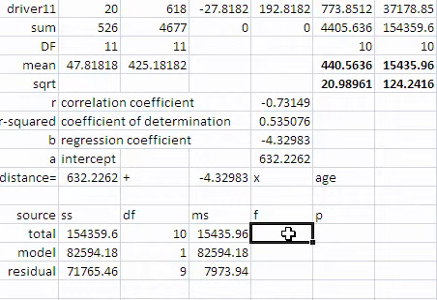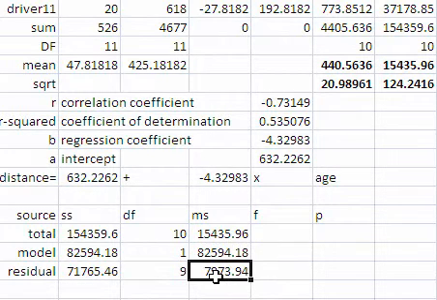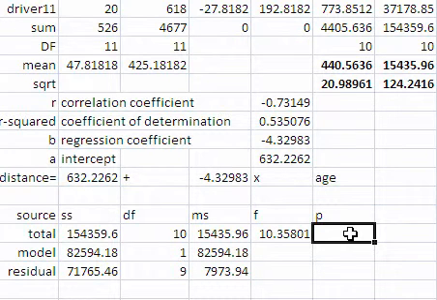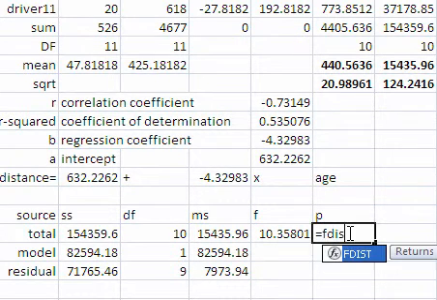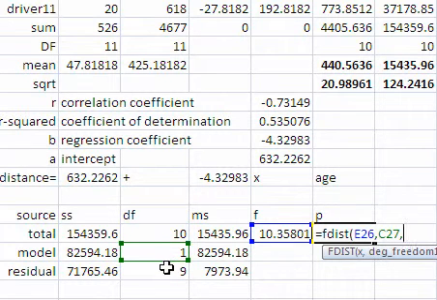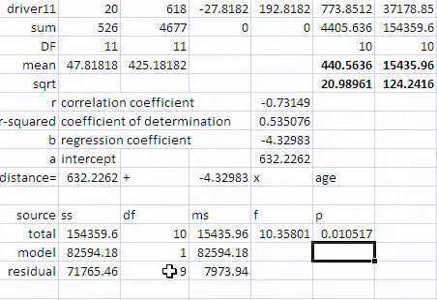The F statistic is the ratio of the model mean square divided by the residual mean square, 10.35. The p-value equals F dist of this F statistic, comma, the numerator degrees of freedom, comma, the denominator degrees of freedom, close paren, hit return, 0.0105.